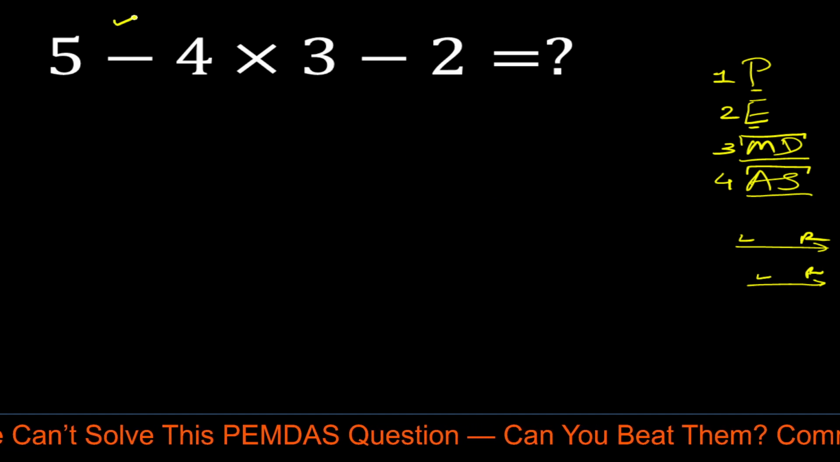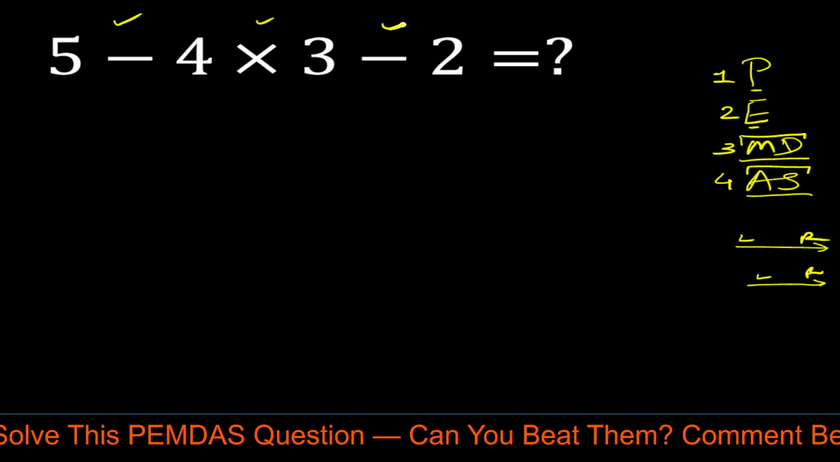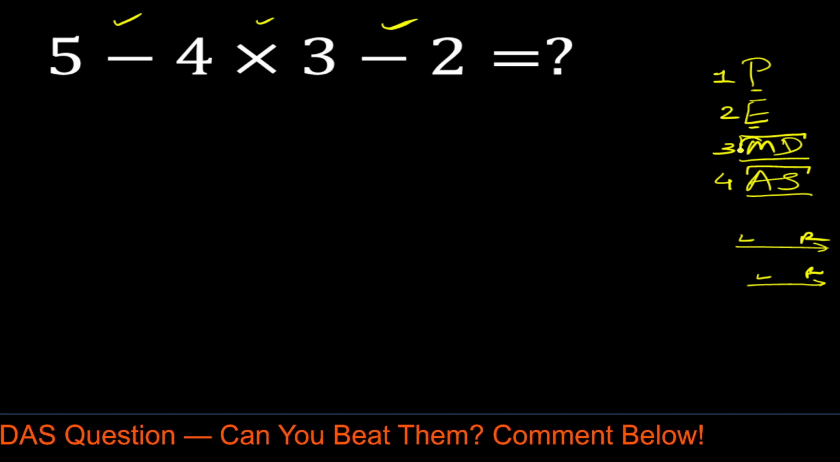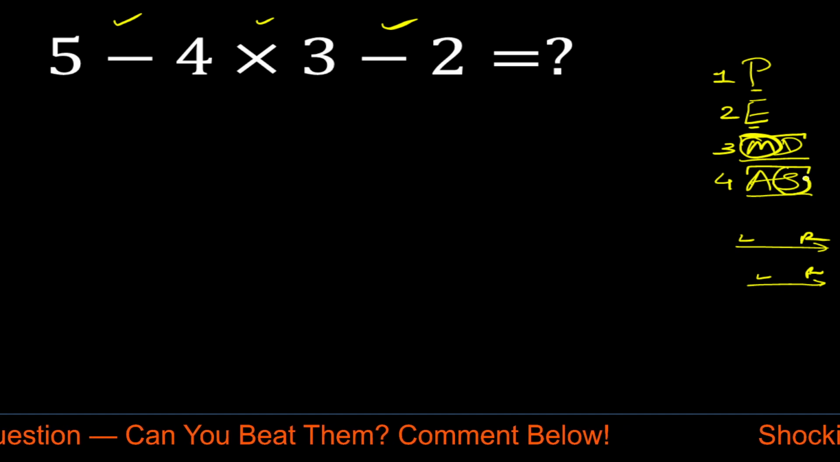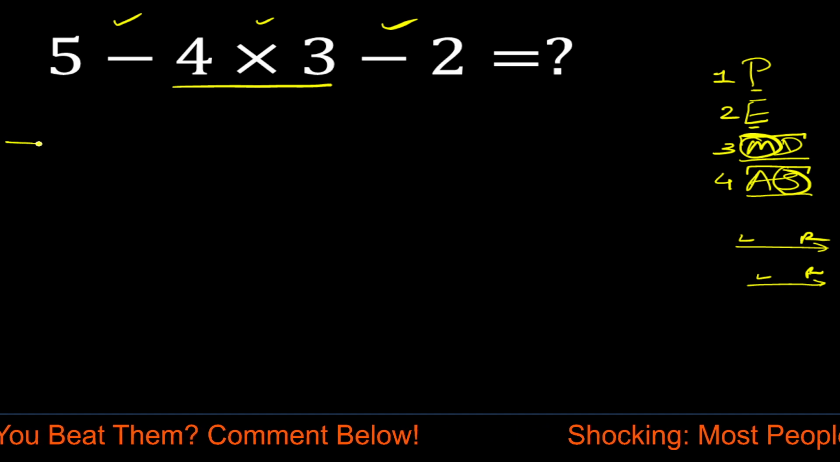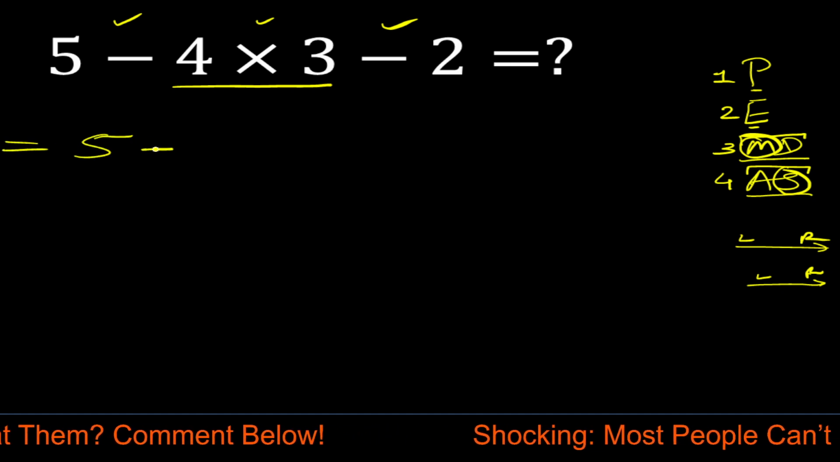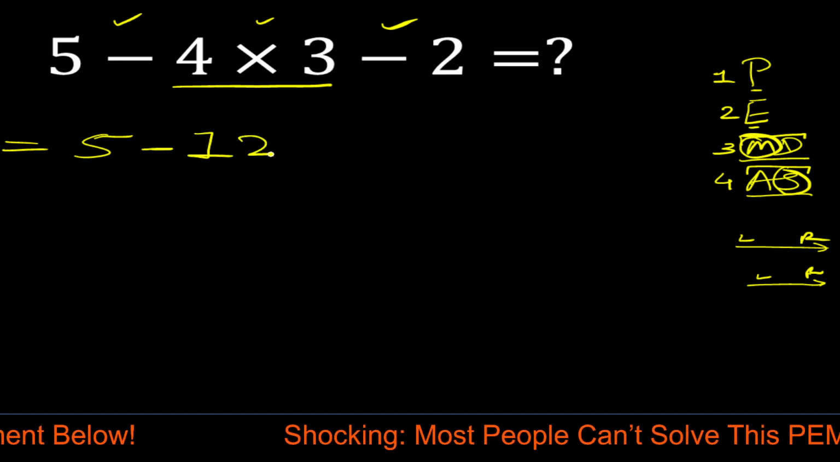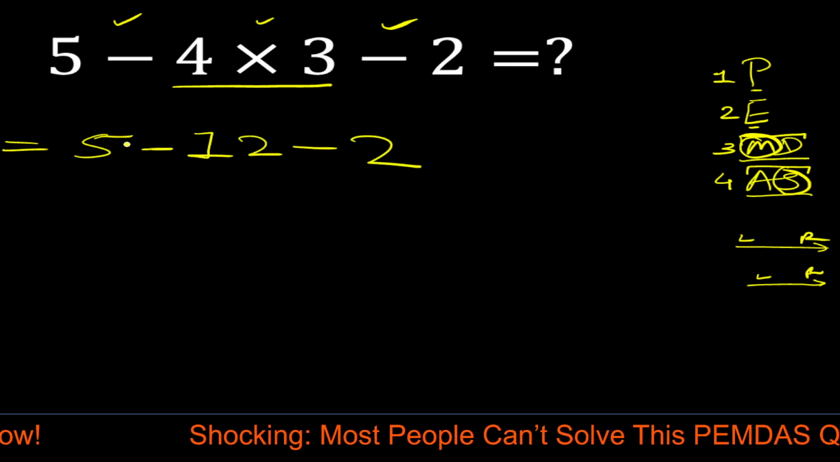So in this question, here we have subtraction, here multiplication, and here subtraction. So according to the PEMDAS rule, first we have to solve multiplication, then we have to solve subtraction, right? So first we have to solve this multiplication. So now 5 minus, now solve this multiplication. 4 times 3 is equal to 12 minus 2.